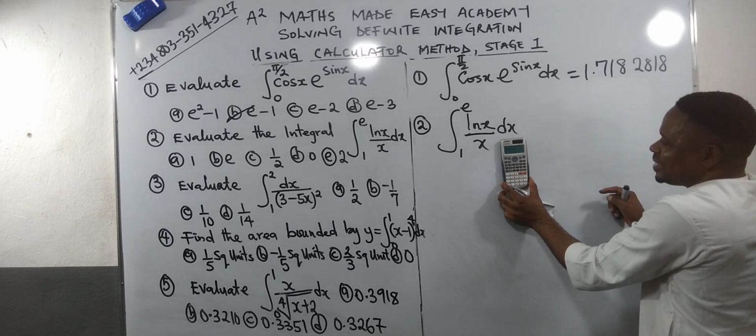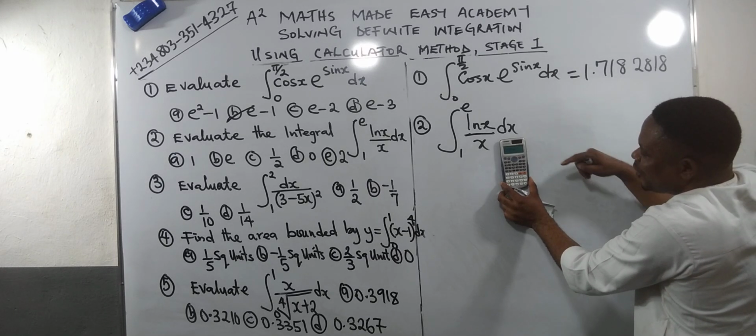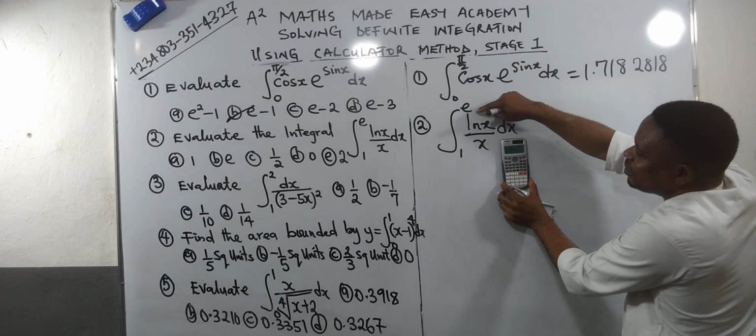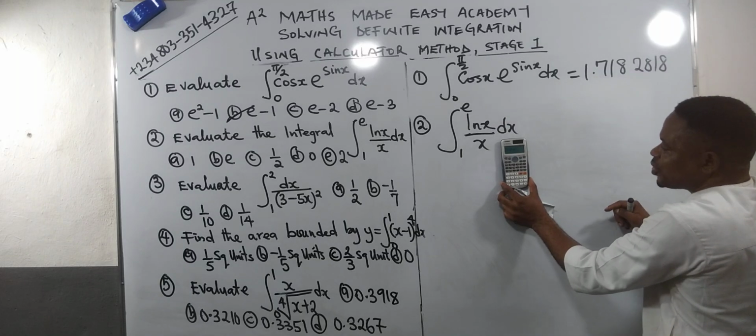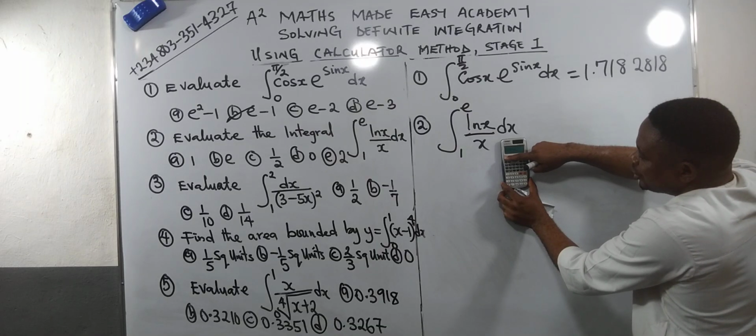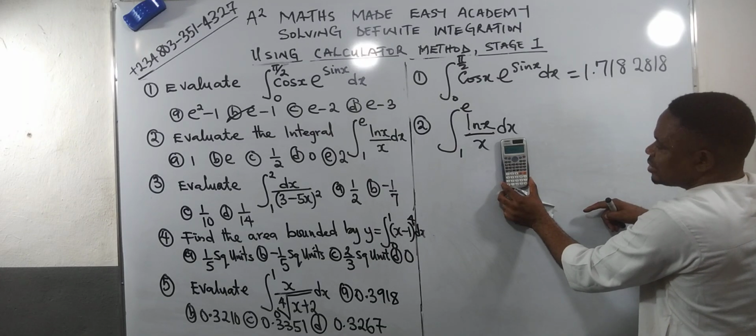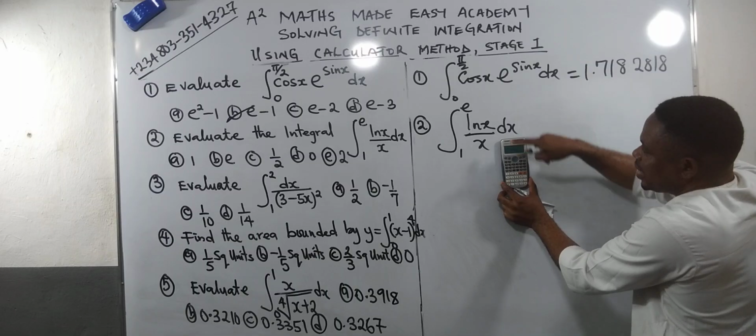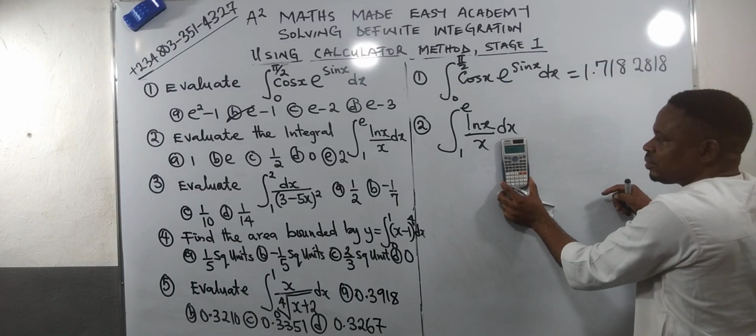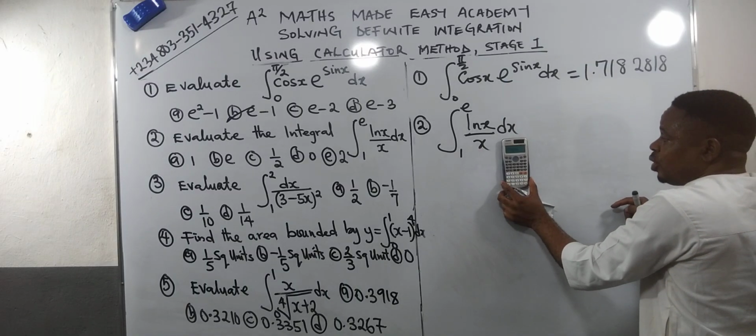I'll move to the upper limit. I will now scroll up. Are you with me? What is the value of the upper limit? Exponential 1. And I have taught you how to punch exponential. How? Shift and ln. E has appeared. Then punch 1. Visible, 1. Can we move to the lower limit?